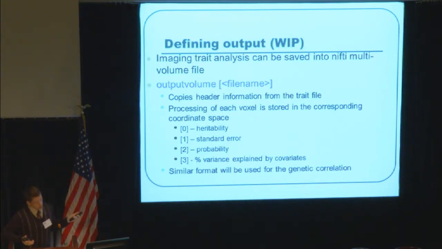Could be a genetic correlation, could be something else. Then you have standard error for the primary measurement that you're trying to assess. Then you have a p-value, and then you have percent variance explained by covariates. And there are going to be several more volumes that were requested by people doing those analyses.